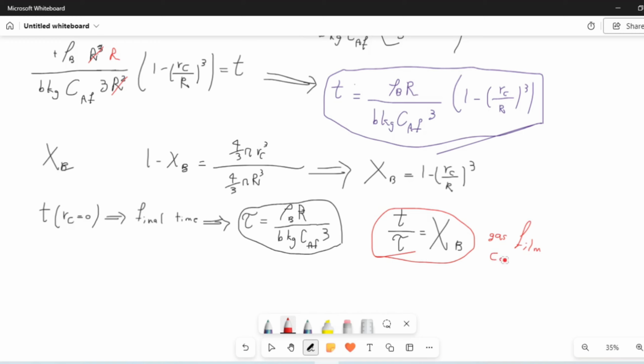In this video, we covered how to determine the solid conversion and reaction time in the spherical case under gas film control. In future videos, we will explore the scenarios where diffusion and chemical reaction are the controlling factors.